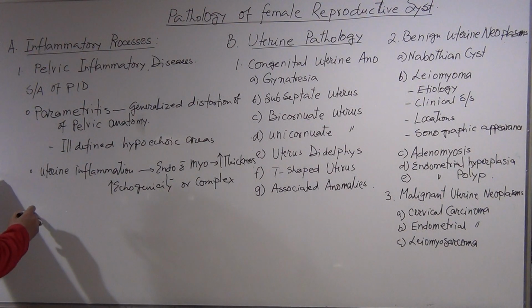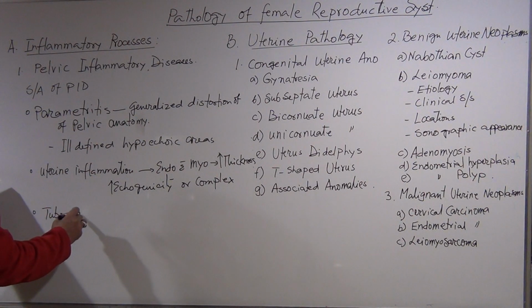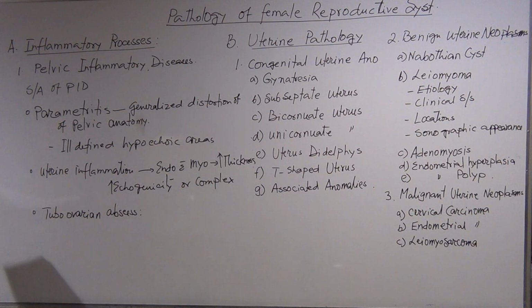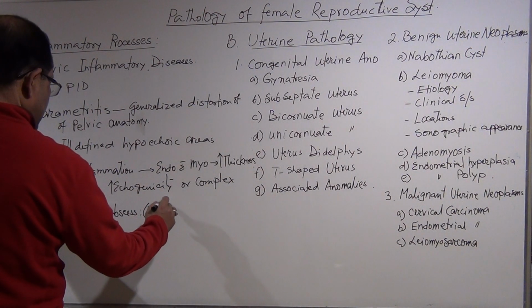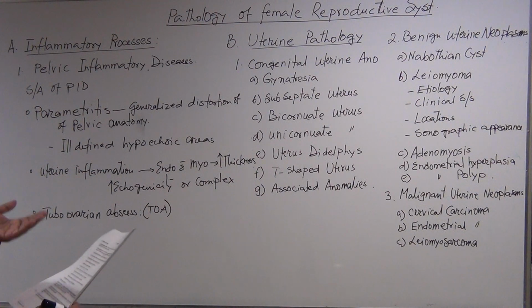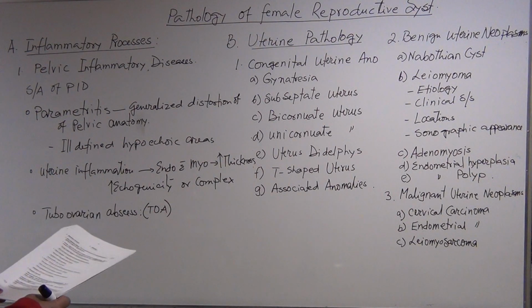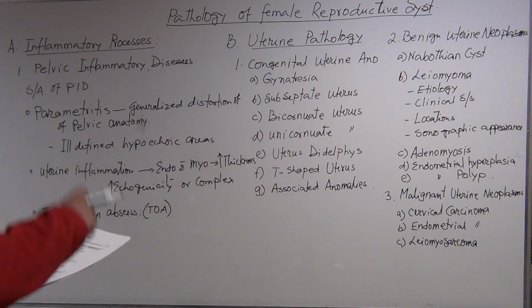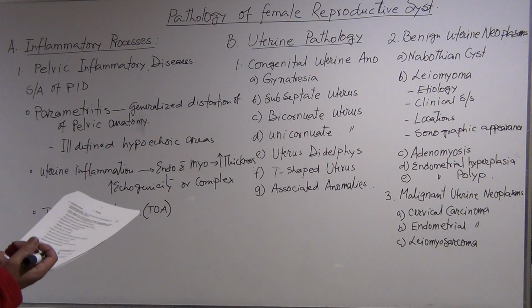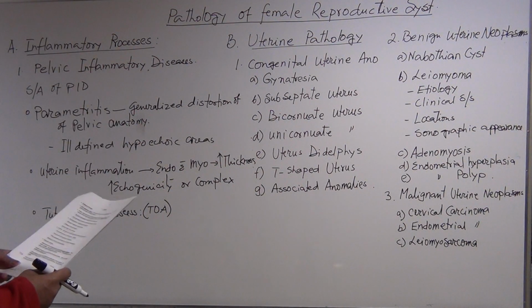And another bad thing can happen, that is called tubo-ovarian abscess. TOA, tubo-ovarian abscess. You need to know this very much because it is a very bad condition when the patient's resistance capacity is very poor. Infection can cause a metastasis to the ovary, fallopian tube, and broad ligament. And it looks like a complex heterogeneous mass with pus collection. The patient is very sick with a very high rise of temperature and severe tenderness.